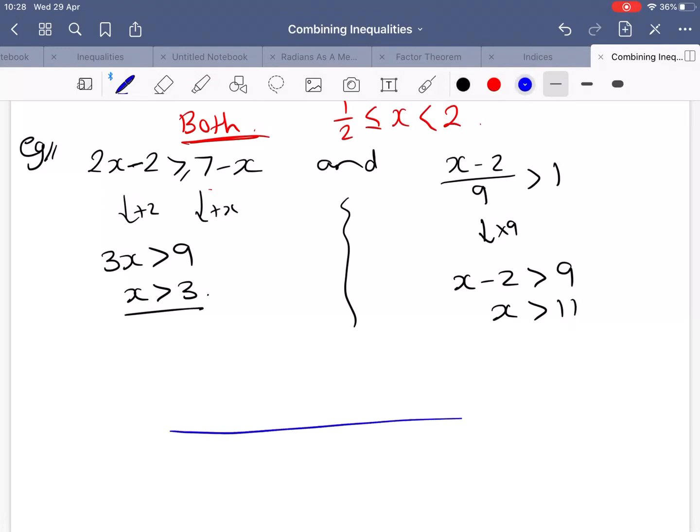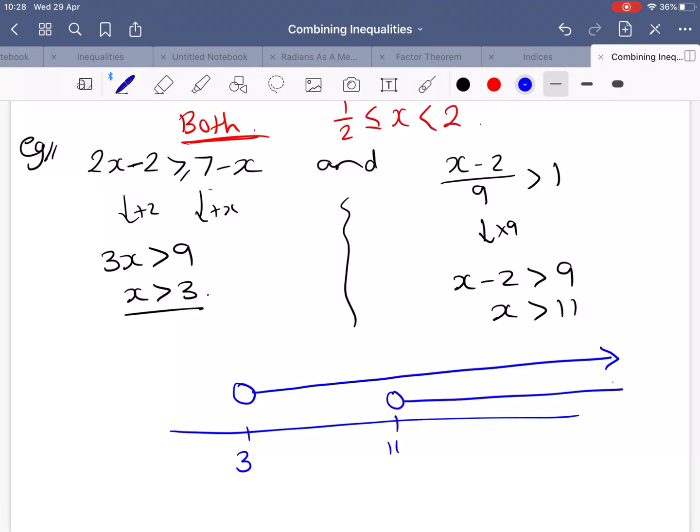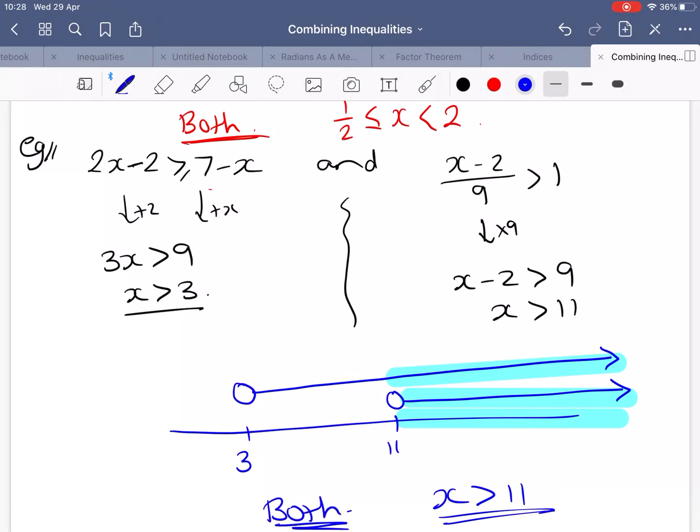Right, let's do the number line now. For the first inequality, x has got to be greater than 3, so it starts at 3 with an empty circle and goes to the right. The second inequality says that x has got to be greater than 11, so it starts at 11 with an open circle and goes to the right. So where's the region where it's true for both? Well, it's just the same as the second inequality, x is greater than 11. So that is the region when both inequalities are true, or when both inequalities are satisfied.